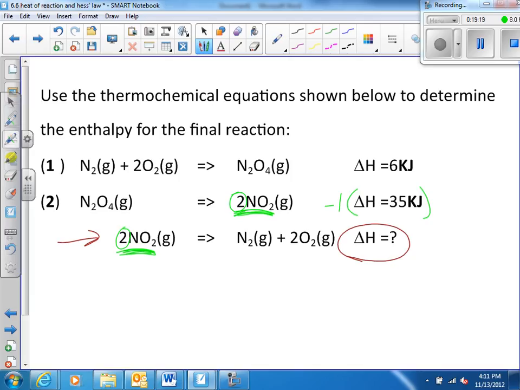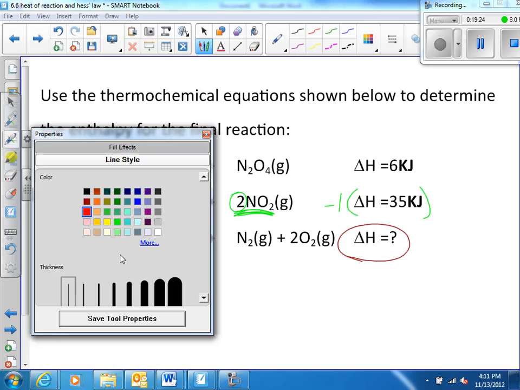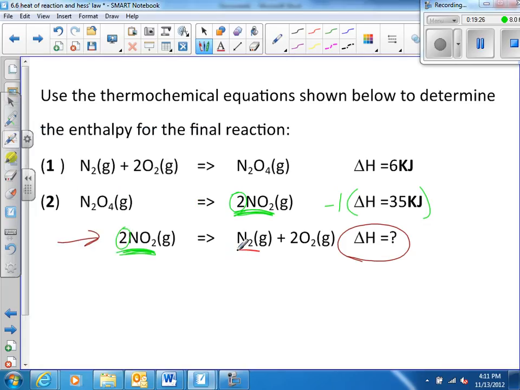Now I'm going to check my other chemical. So let's check N2 over here. Do I see N2 in any of my reactions? I sure do. I see it right here. And again, it's on the wrong side. The nitrogen I want is a product, but it's given to me as a reactant. So what do I have to do? I have to reverse the reaction. Multiply by -1.